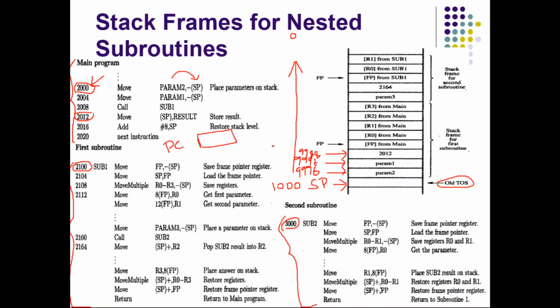At this point, this is where the stack is pointing. And PC now becomes 2100. Because call subroutine means subroutine 1 is the name of the subroutine and its address is 2100. So PC is 2100, and execution will start from 2100. You can see the first statement is where the FP, the frame pointer, comes into play: move FP comma -1 comma SP.